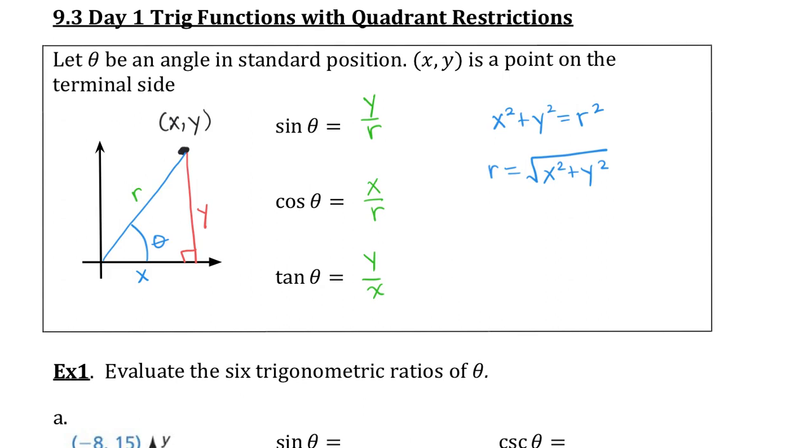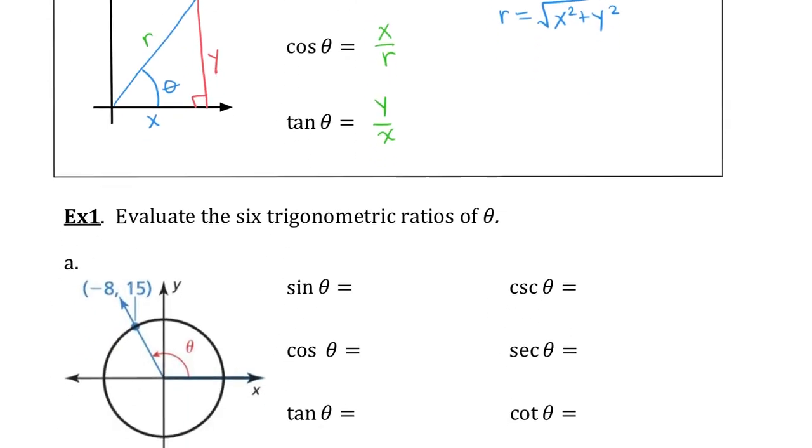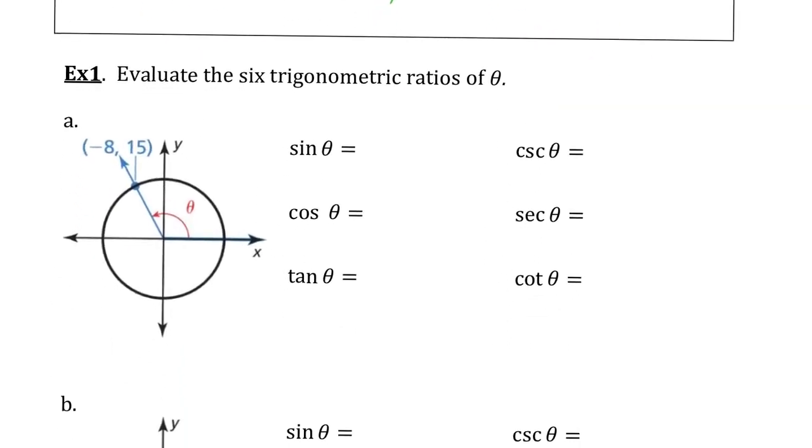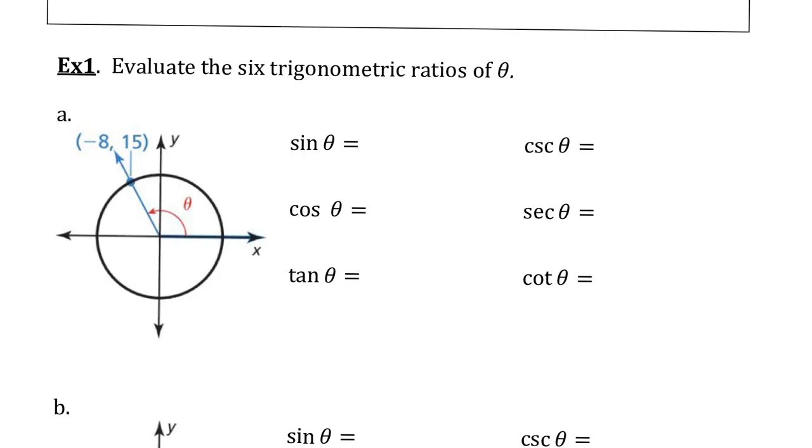Okay, let's go ahead and try this so you can see what we're doing and what it might look like. So it says evaluate the 6 trigonometric functions of theta. They have given me an ordered pair. So even though they gave me a picture, I'm mostly going to ignore it and use the ordered pair. Okay, so sine is going to be y over r. I can see what y is. y is 15 because this is the x, this is the y. The x is negative and that's fine.